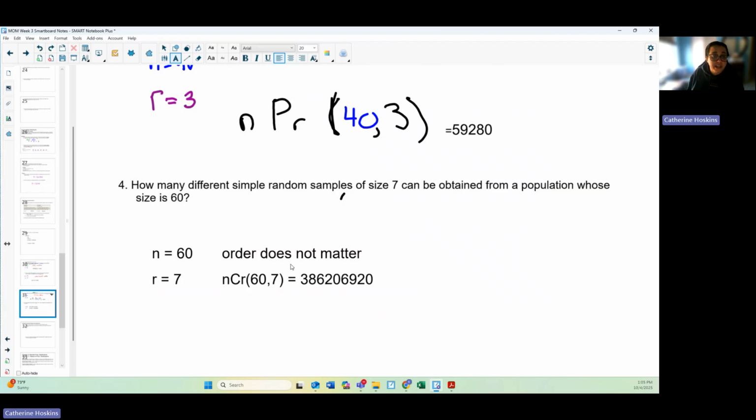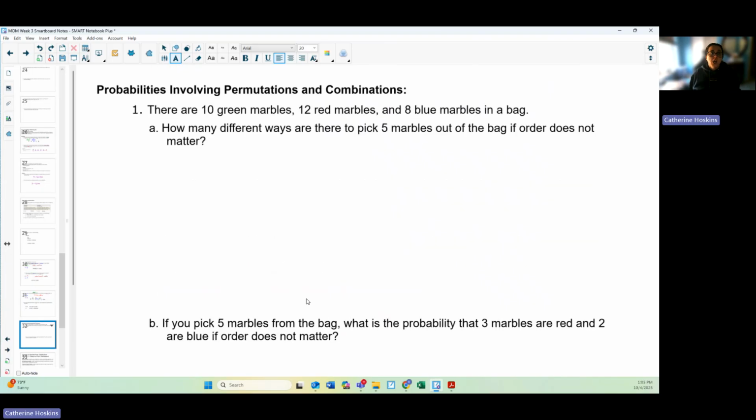So now we're going to look at how we can do some probabilities using these combinations. So let's say there are 10 green marbles, 12 red marbles, and 8 blue marbles in a bag. It first wants to know how many different ways are there to pick 5 marbles out of the bag if order does not matter. So before we can really get going, we need to know our total. Remember, n is the total we are looking for.